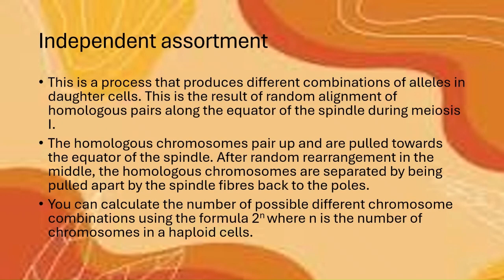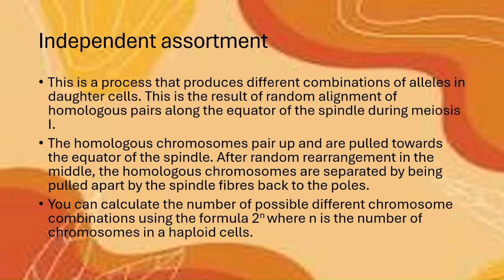So now we're looking at independent assortment, which is another process that can increase the variation in the cells produced. This is the process that produces different combinations of alleles in the daughter cells. And this is the result of random alignment of homologous pairs along the equator of the spindle during meiosis 1. So the homologous chromosomes pair up and are pulled towards the equator of the spindle. It's quite similar to what you would see in mitosis, almost.